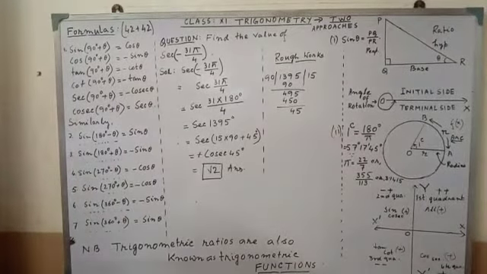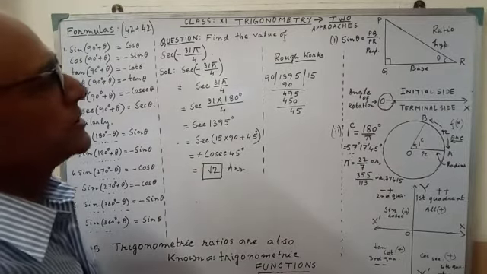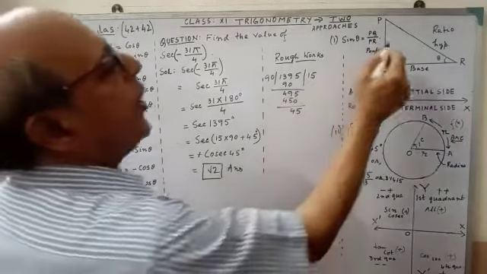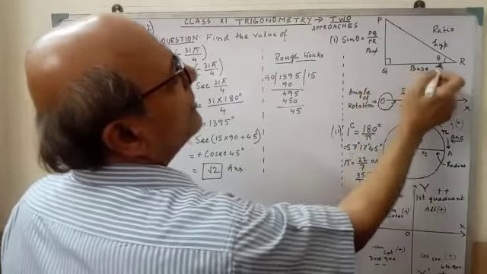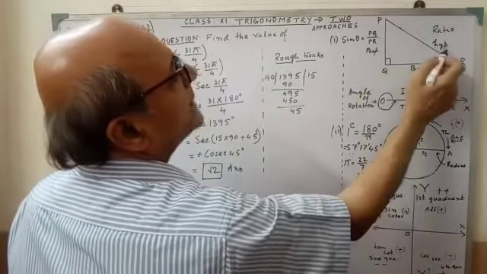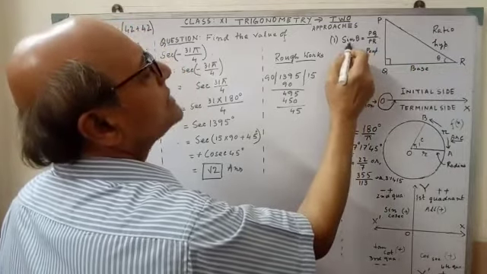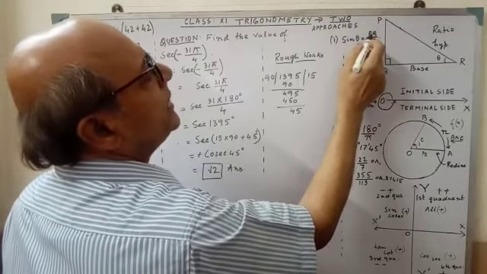Today I will tell you about trigonometry. There are two approaches. First, you have learned in the previous classes about triangles. This is the right angle triangle. This is the base, this is the perpendicular, and this is the hypotenuse. And you know very well, sine theta equals perpendicular by hypotenuse, that is PQ by PR.